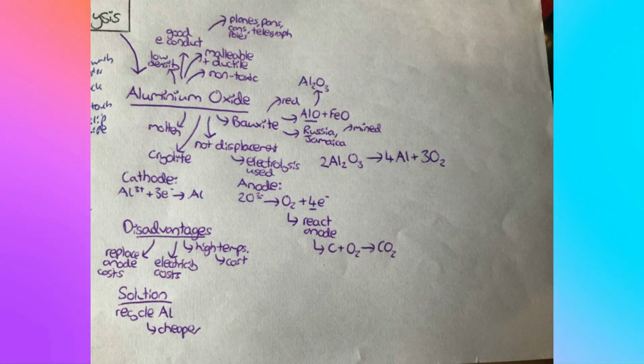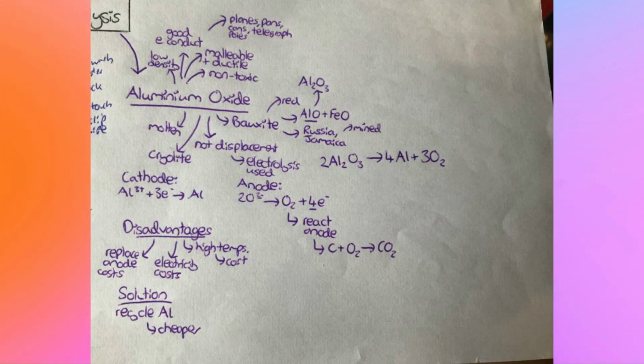And then we have a sort of mini case study within electrolysis, and that's electrolyzing molten aluminium oxide. But first, there's a few quick things that we need to know about aluminium oxide itself. So aluminium oxide is actually found within the compound bauxite, which contains not just aluminium oxide, which is written as Al2O3, you need to learn that, but as well iron oxide. It's actually mined in Russia and Jamaica, and it's actually red in colour.